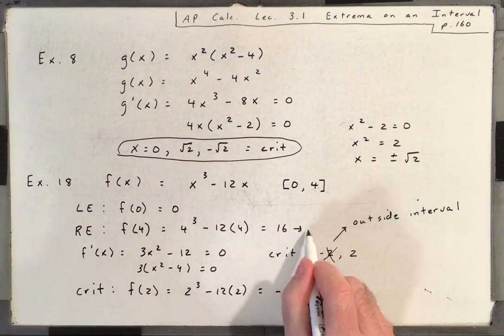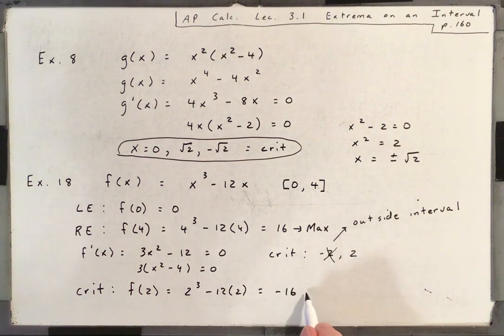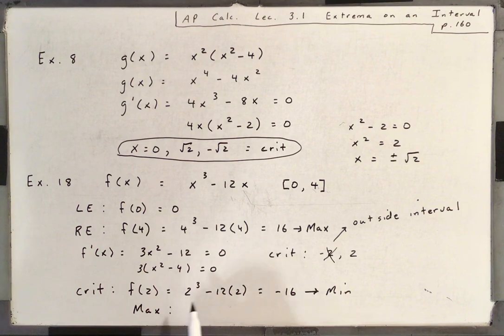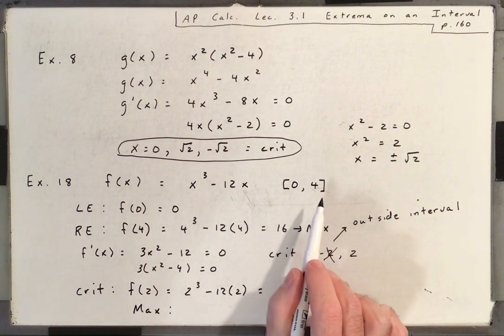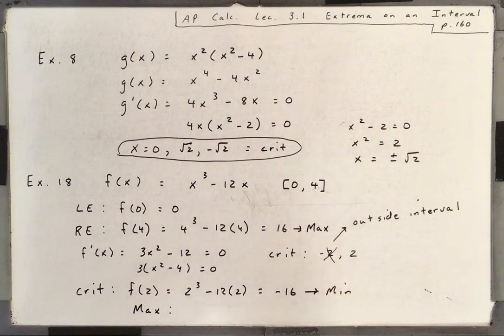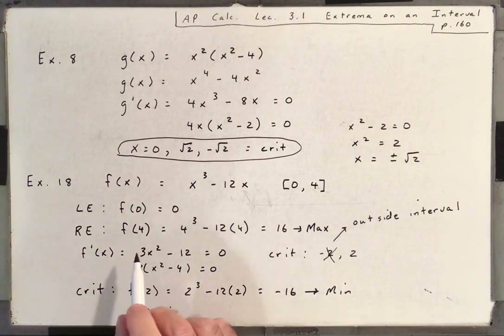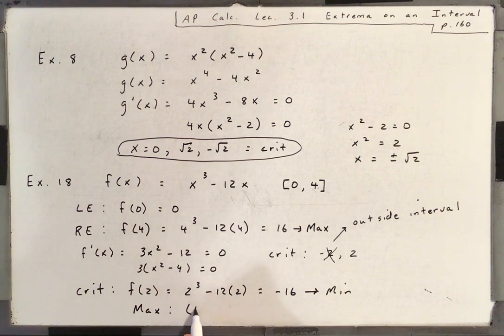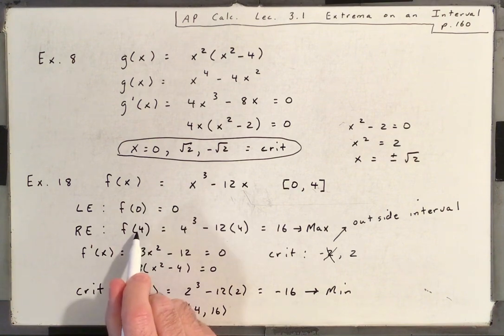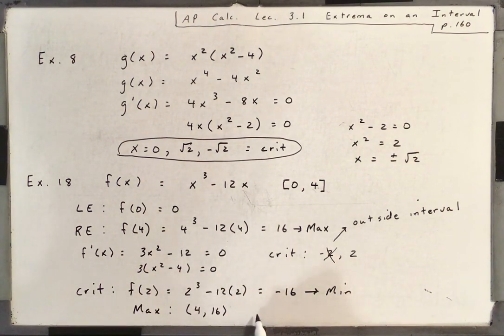So our max occurs at 16. It's the biggest y value. Our min occurs at negative 16. So we've got to do it in point form. Our maximum for this function between 0 and 4 occurs when x is equal to 4 and y is equal to 16. That's right here. Okay, x is 4, we plug that in, y was 16. Our minimum occurs when x is equal to 2 and y is equal to negative 16.